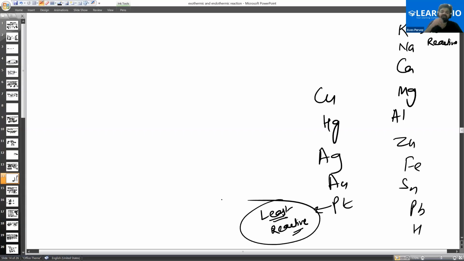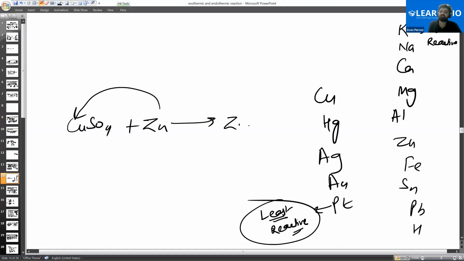Are you getting my point? Most reactive at the top and least reactive at the last. Now, the most reactive element displaces the less reactive element from its compound. Means like for example, if I have copper sulfate, CuSO4, when it reacts with zinc, zinc will remove the copper and will form ZnSO4 plus Cu.